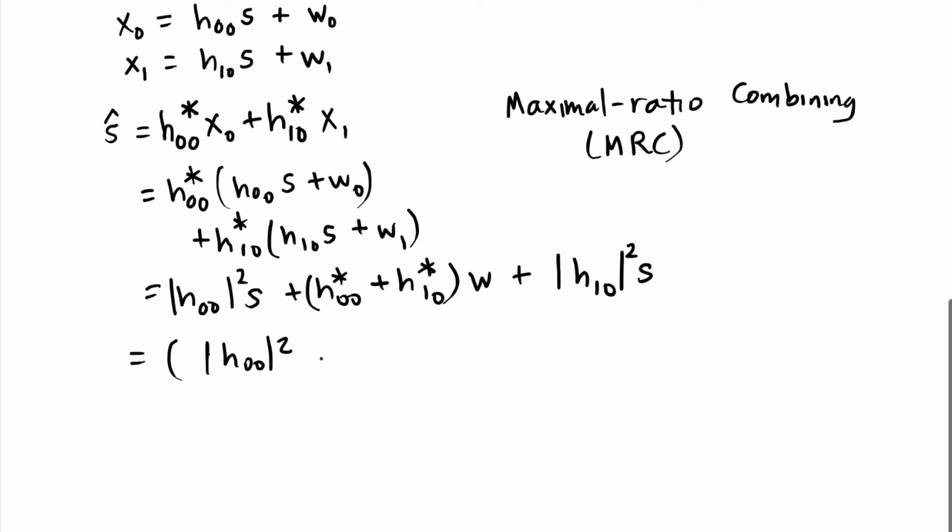In contrast, the noise is multiplied by a sum of two complex values of the two channel gains, but it doesn't add together as the sum of their powers.